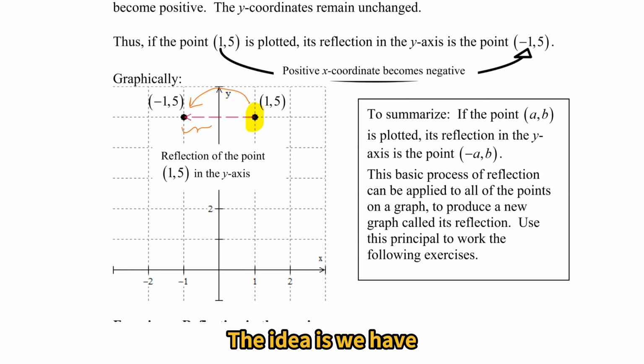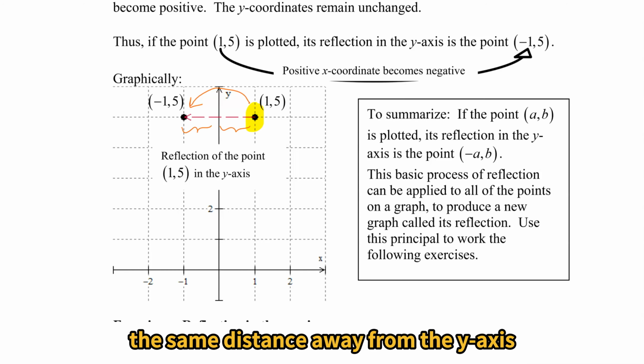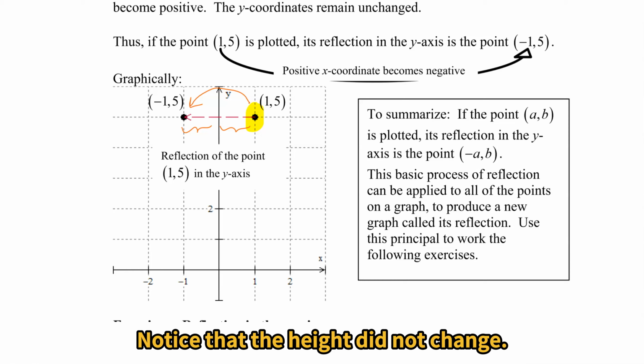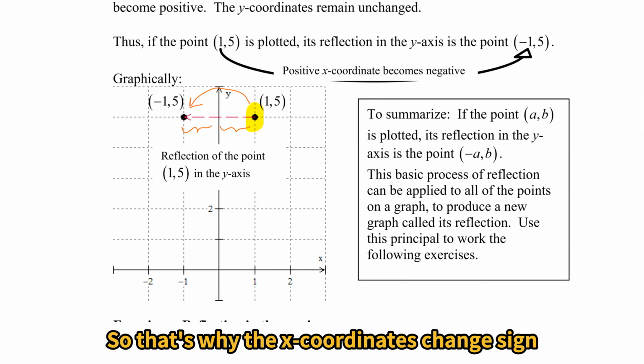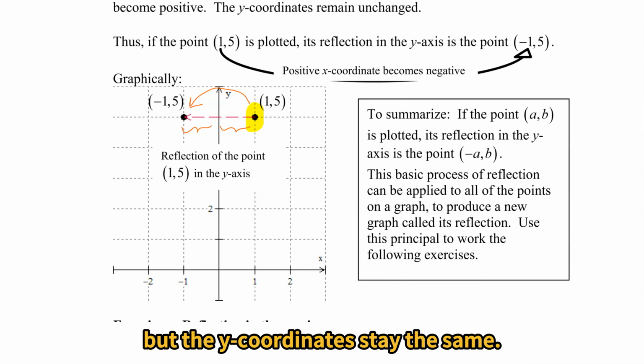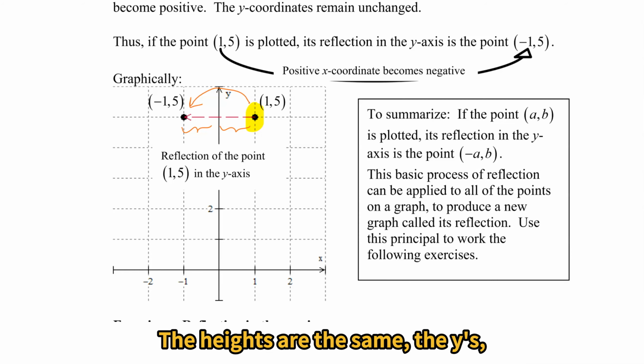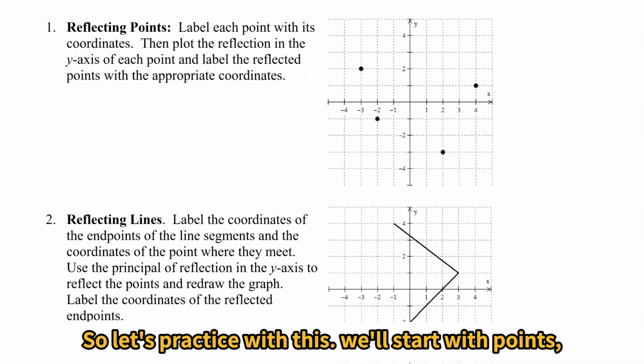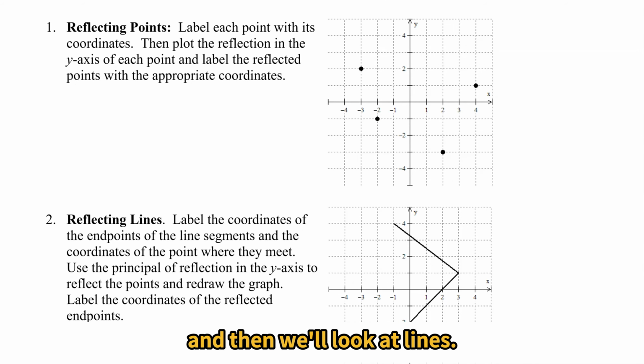The idea is we have the same distance away from the y-axis for both points. Notice that the height did not change. So that's why the x-coordinates change sign, but the y-coordinates stay the same. The heights are the same, the y's, but the x has been flipped across that y-axis. So let's practice with this. We'll start with points and then we'll look at lines.